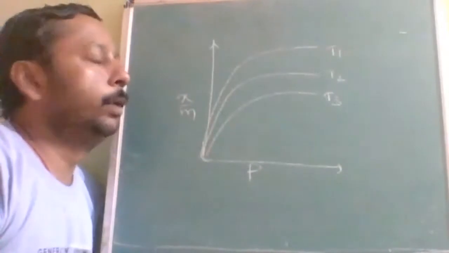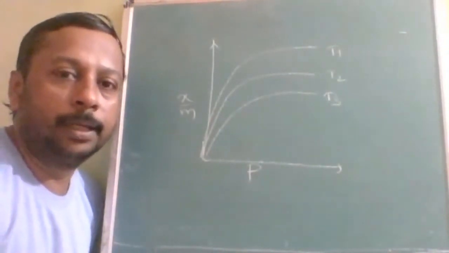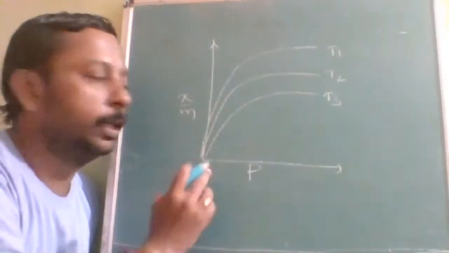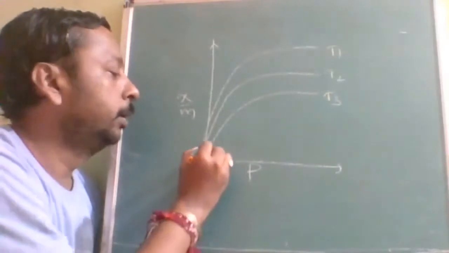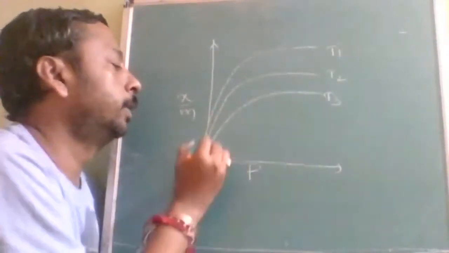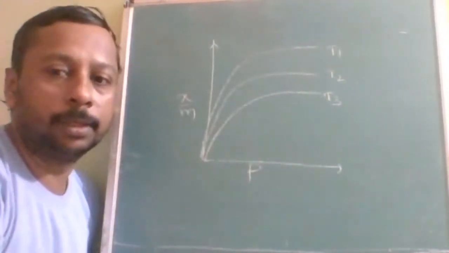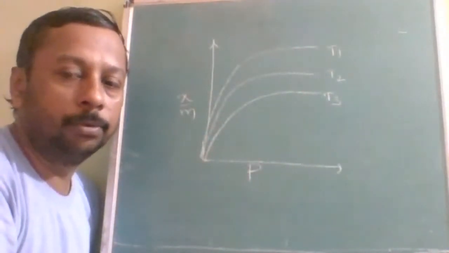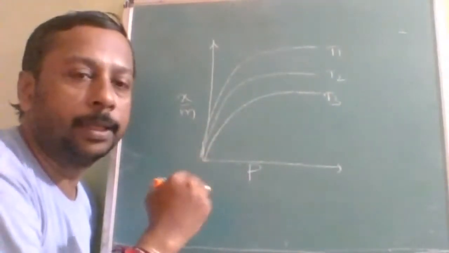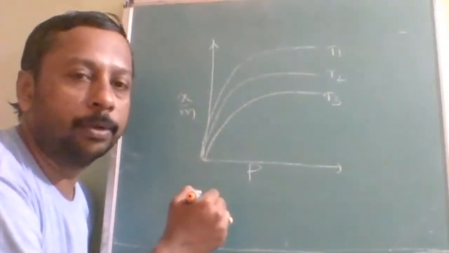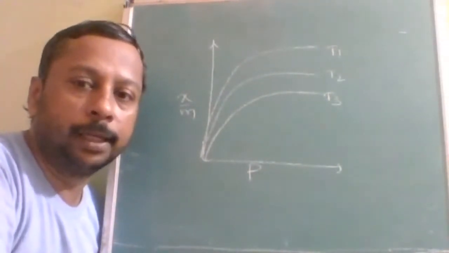So how will you find it out? Actually, it is a multi-concept. Even though we say isotherm, the temperature is changing. So these are not all isotherms. Understood? Now we will use the other concept, temperature and x/m. We have already studied this in the factors affecting adsorption.